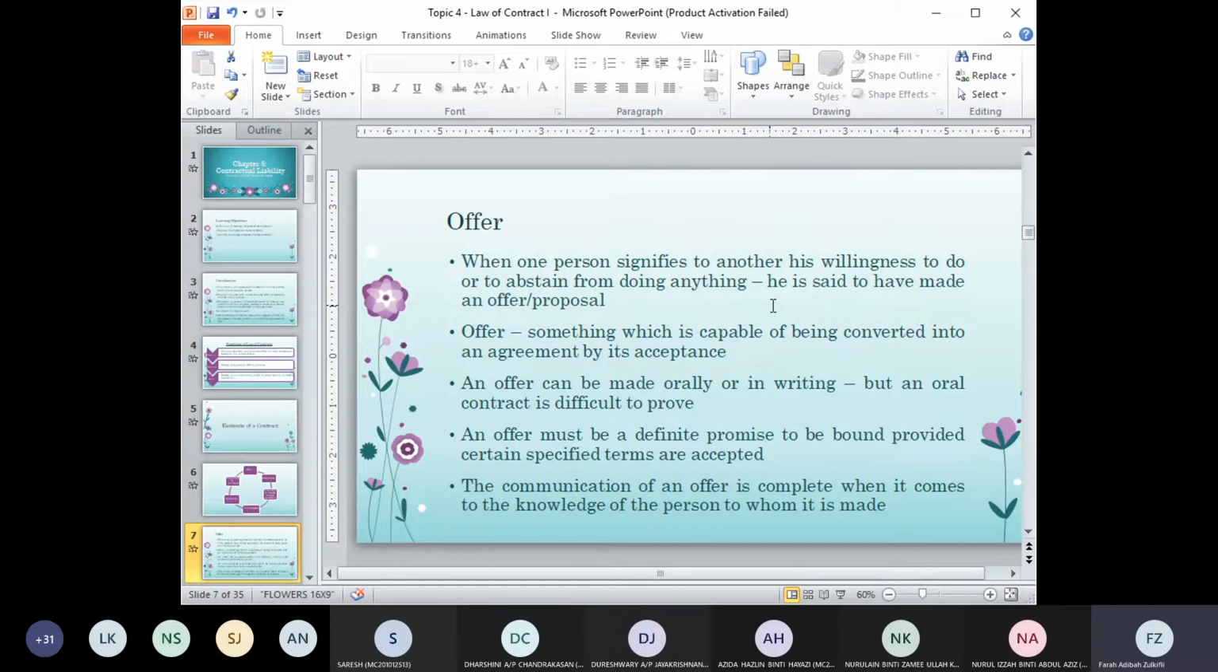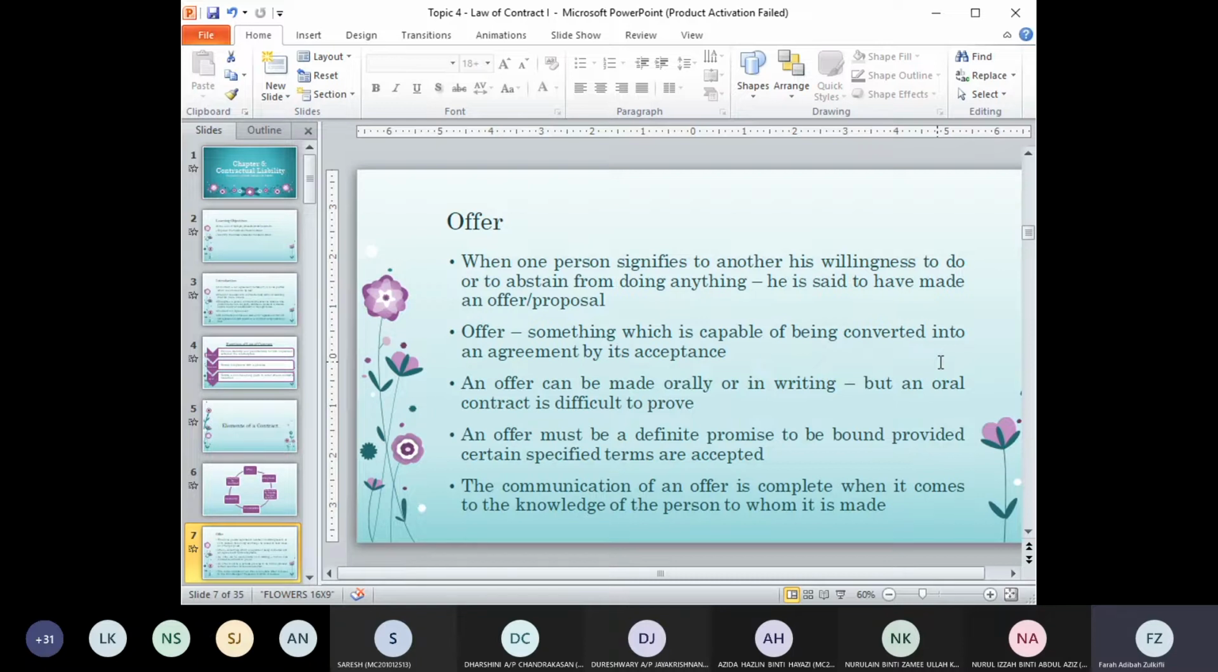And for instantaneous types of communication, it's easy. For example, whenever you send a WhatsApp chat to someone else to offer them something, once they receive the WhatsApp chat, the offer is complete. So if it is instantaneous communication, for example WhatsApp, email, or call, where you can get an instant reply, the communication of the offer is easy. It is complete when that person receives the call, the email, or the WhatsApp chat.